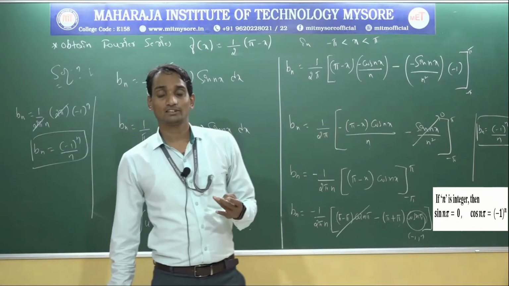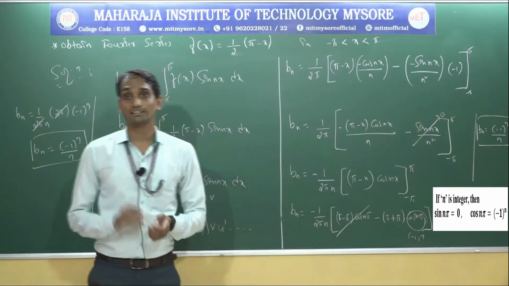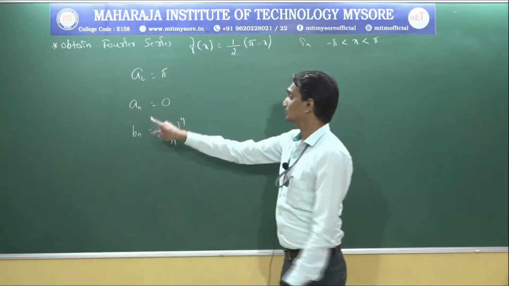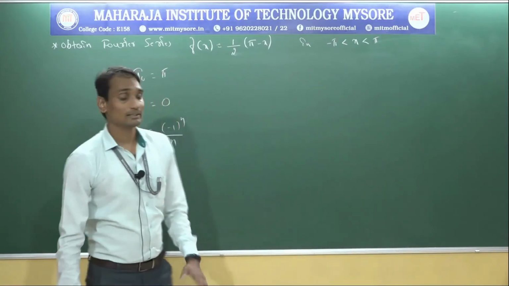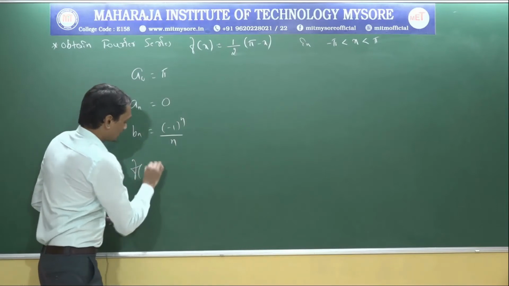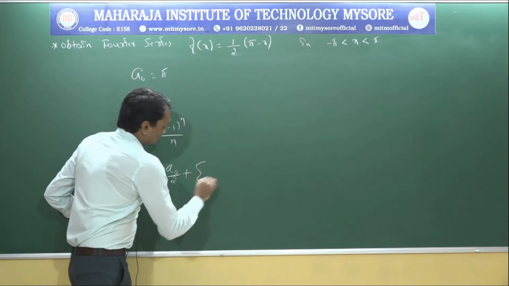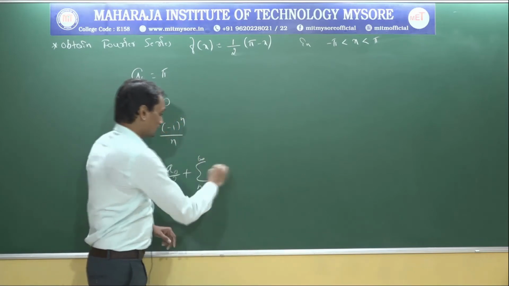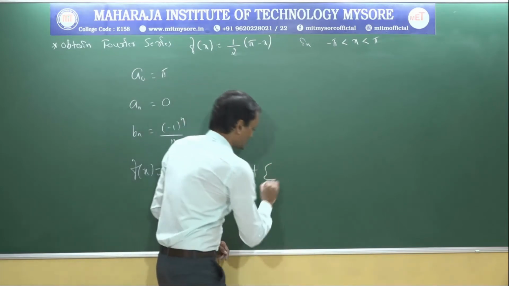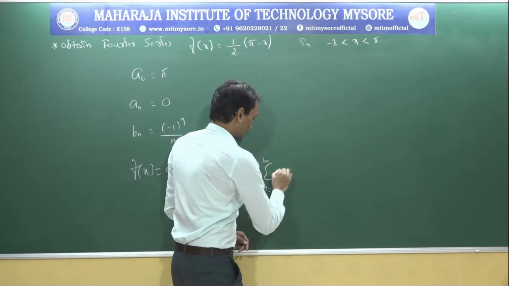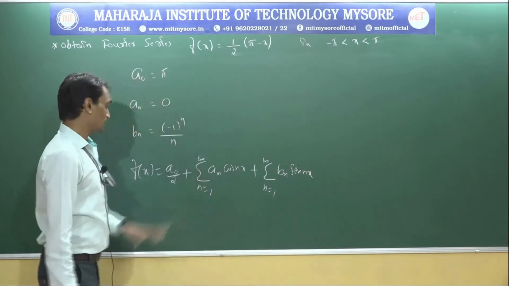Now after calculating the A naught, An and Bn values, we need to substitute them in the Fourier series expansion formula. You got the three values: A naught equal to pi, An equal to 0, and Bn equal to minus 1 power n divided by n. Now the formula, f of x equal to A naught by 2, plus summation from n equal to 1 to infinity An into cos nx, plus summation from n equal to 1 to infinity Bn into sin nx.